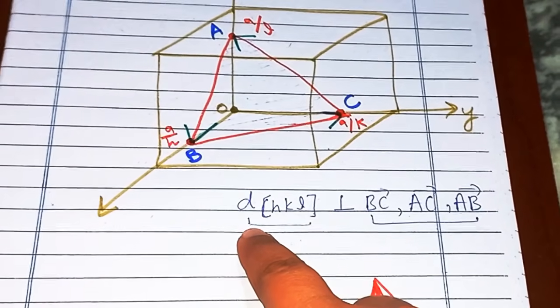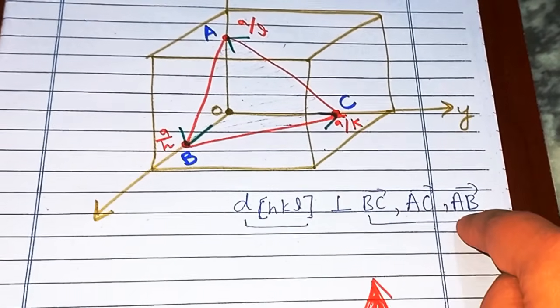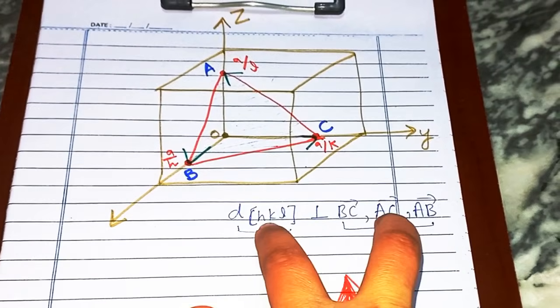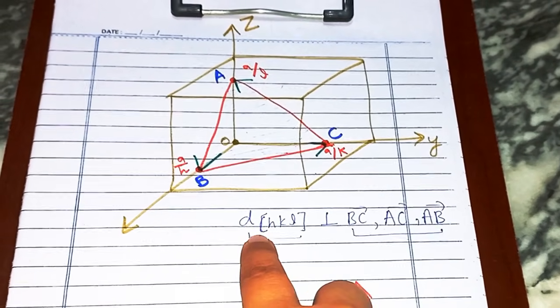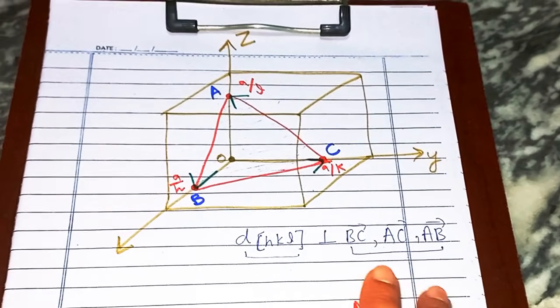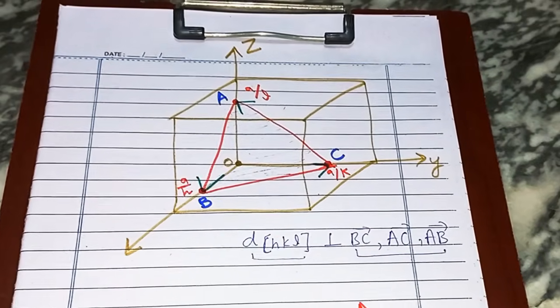And we'll find the dot product of the direction with the BC vector, with the AC vector, and with the AB vector. We'll see that if all those scalar products are 0, then the direction is perpendicular to this plane. They should all be 0. If any of them is non-zero, then the direction is not perpendicular to the plane. That is how we are going to do it.